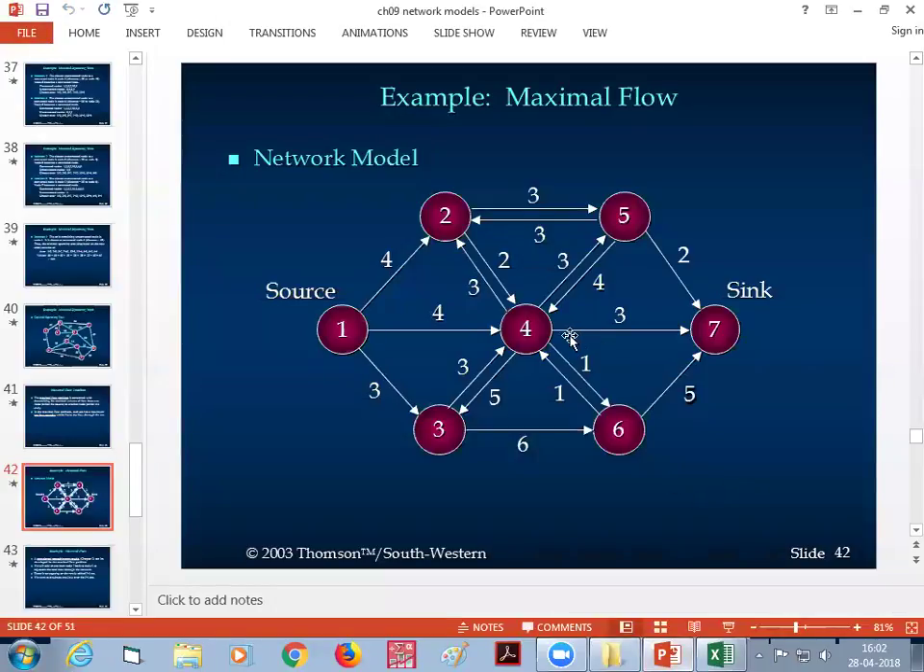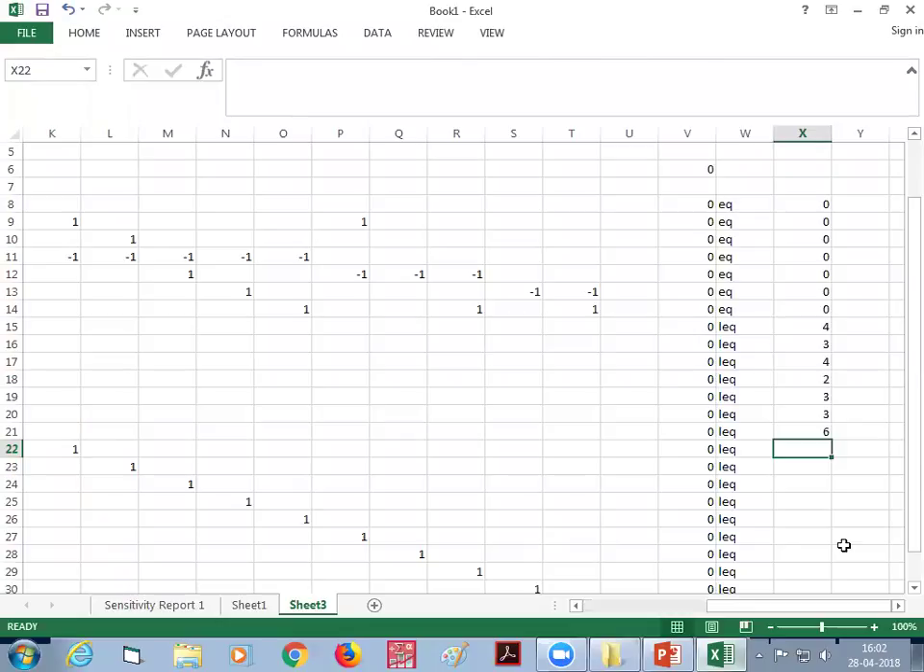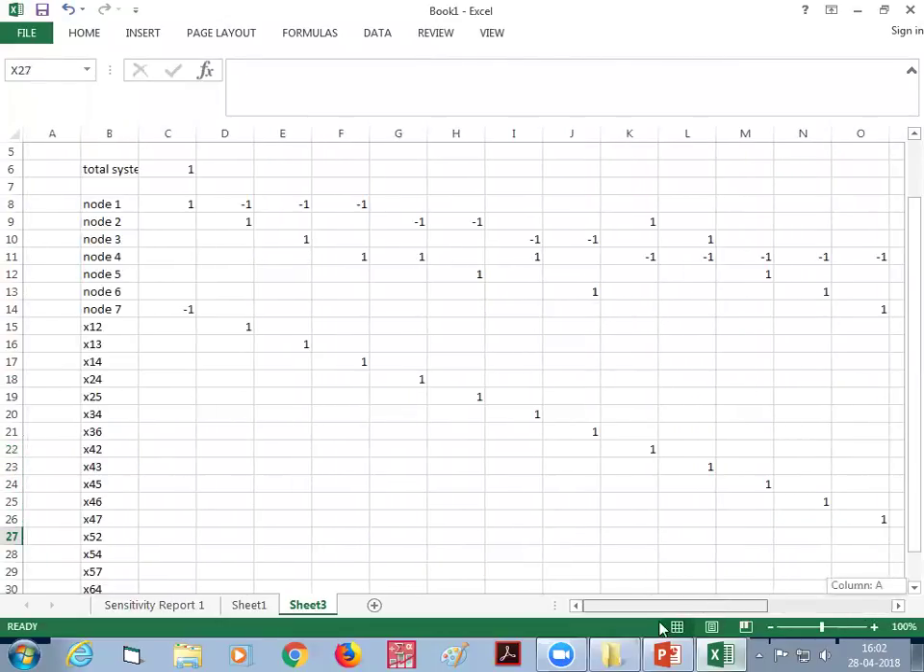4, 2 is 3, 5, 3, 1, 3. Yeah, 3, 5, 3, 1, and 3. And next one is 5, 2, 5, 4, 5, 7.